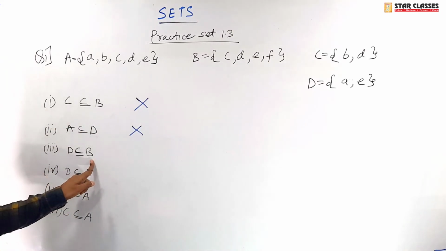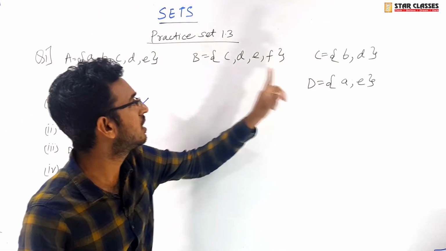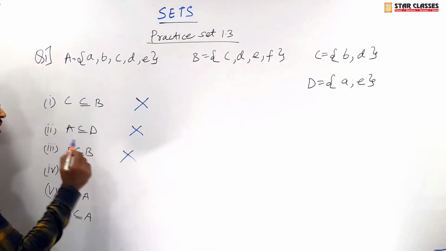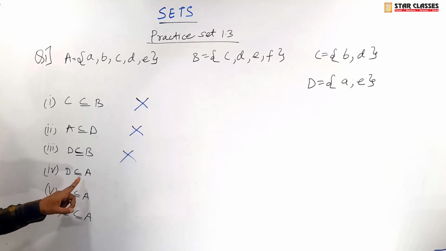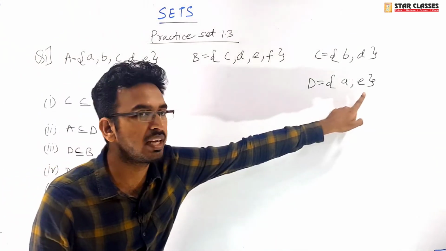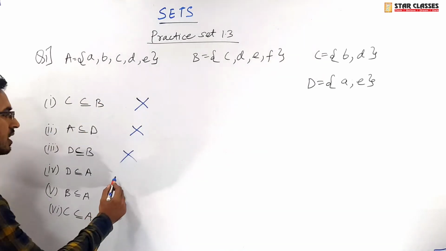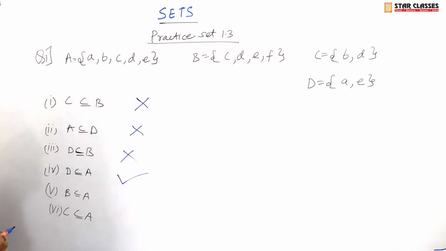D is subset of B. D has A and E in it. B doesn't have A but has E. So D is not a subset of B. D is subset of A. D has A and E in it. A also has A and E in it. So you can say D is a subset of A.